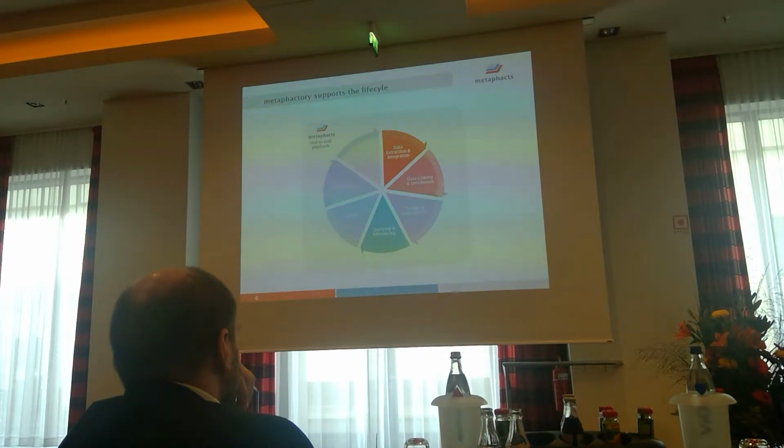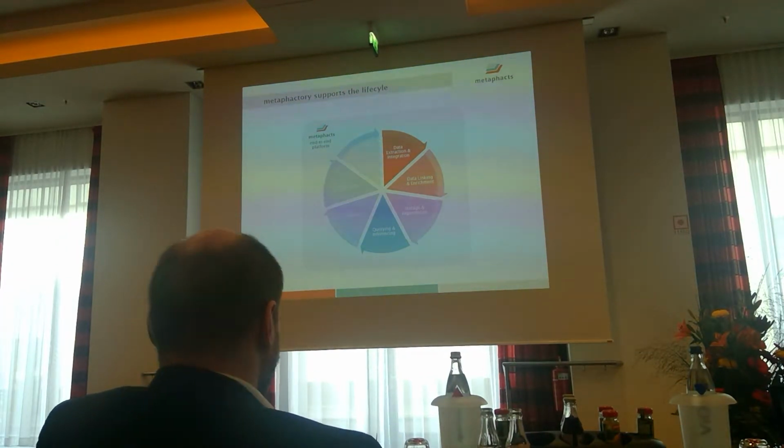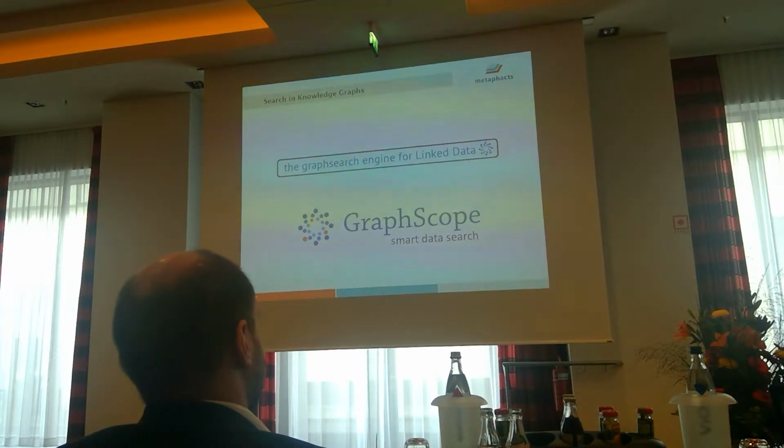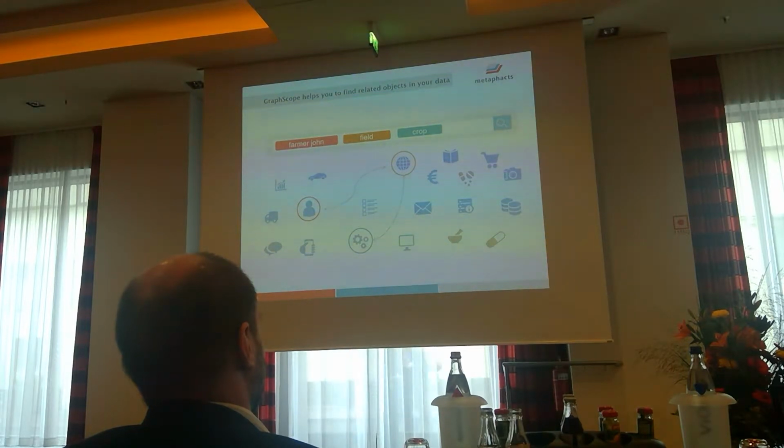But my topic today is search, and here I would like to present you Graphscope. Graphscope is a graph search engine for linked data. It differs from regular search engines in that when you search in a graph, you are typically interested in finding several related entities. For example, you want to know which crop Farmer John is growing on what field. So you're not interested in one entity, but in several ones, and you want to find the connected entities for your information need.